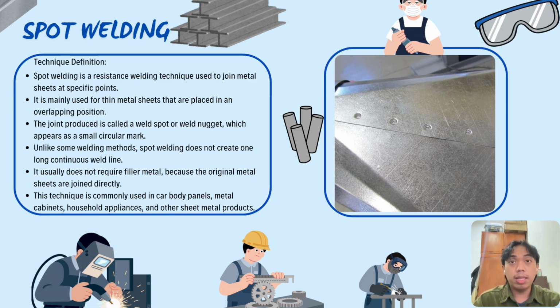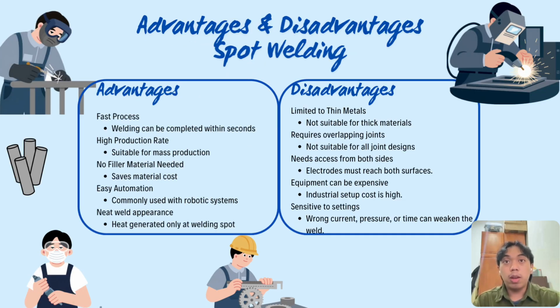And a common example of spot welding is in car manufacturing. Car bodies are made from many thin metal panels, and these panels are joined together using many spot welds. So the main idea is that spot welding joins thin overlapping metal sheets by forming small circular welds. So now that we understand what spot welding is, I will continue with the advantages and disadvantages of this technique.